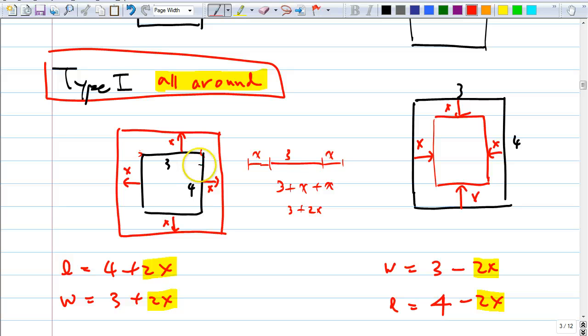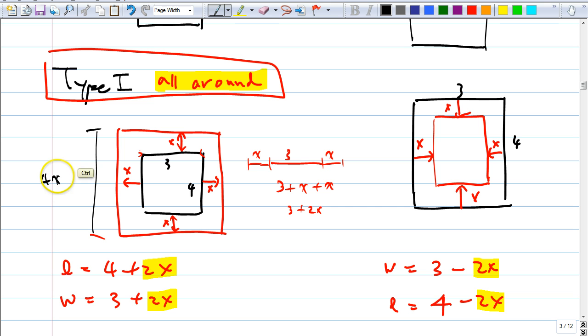Okay, then Samuel, if you're convinced, well, if this is 4, that's my length, and this is x right here, and this is x, okay? How long is this whole thing from here to here? Thank you. 4 plus 2x. It's not 4 plus x, is it, Samuel?